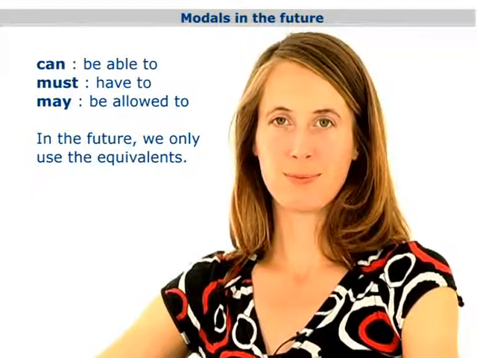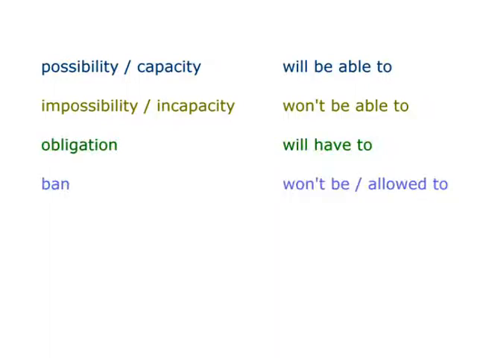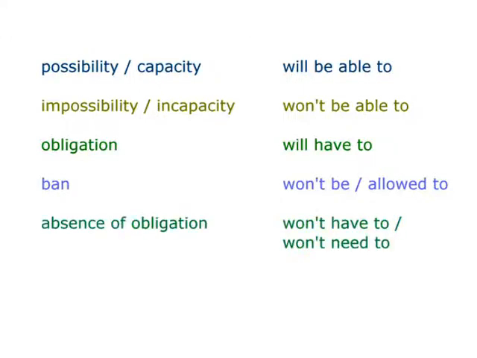Now the grid. Possibility, capacity, will be able to. Impossibility, incapacity, won't be able to. Obligation, will have to. Ban, won't be allowed to. Absence of obligation, won't have to, won't need to. Permission, will be allowed to.